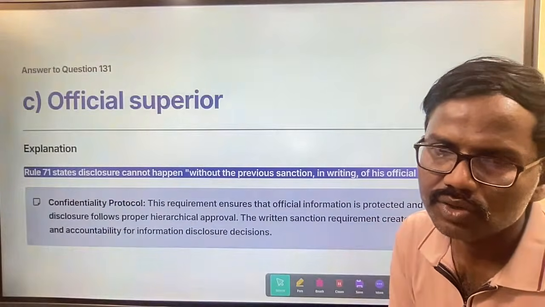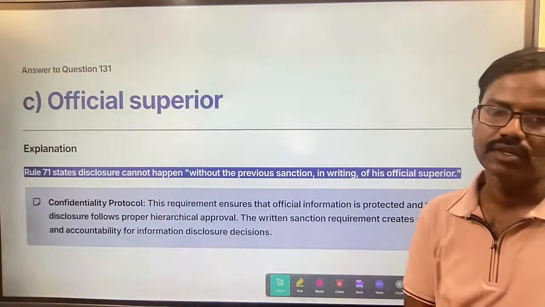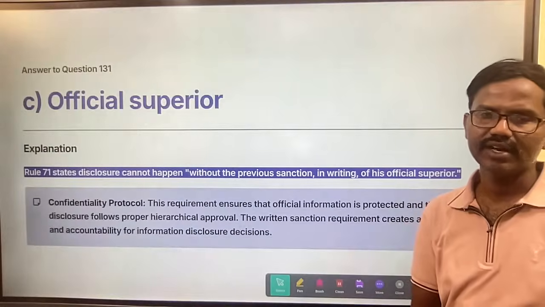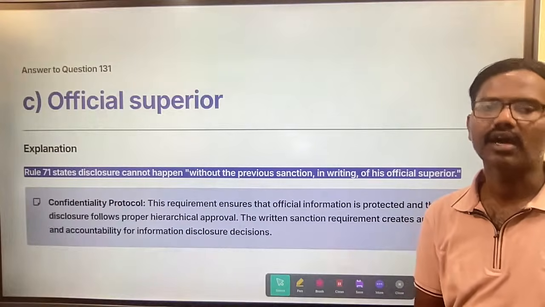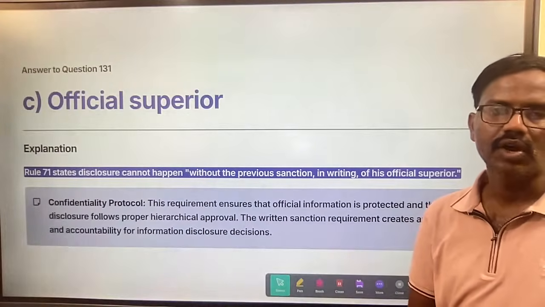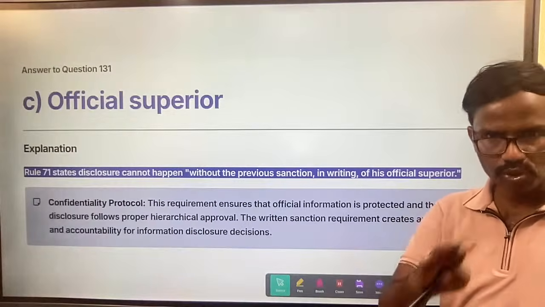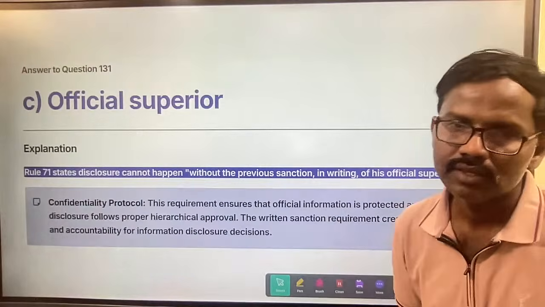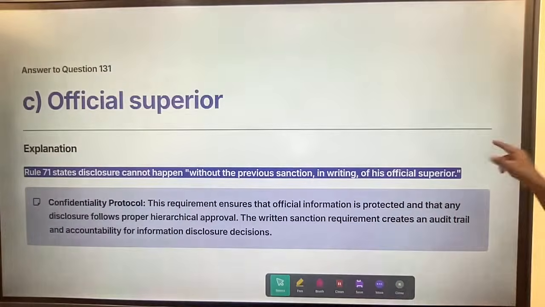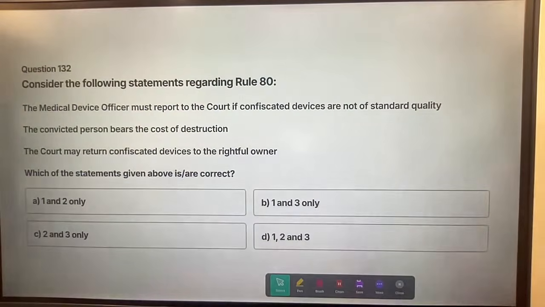official superior, that is the controlling officer. No, the controlling officer is different. So the controlling officer is the officer to be supervised, who is your immediate officer, right? Don't get confused. These are simple questions. Next question.